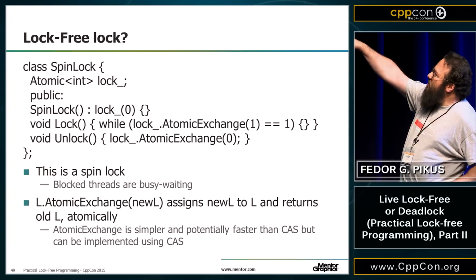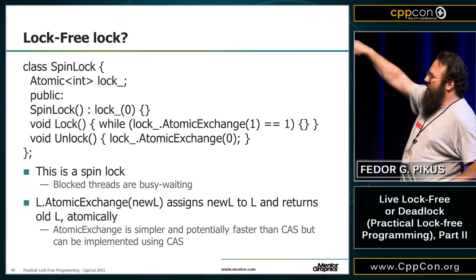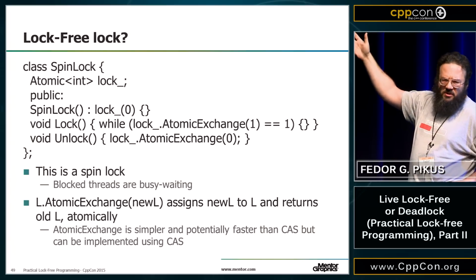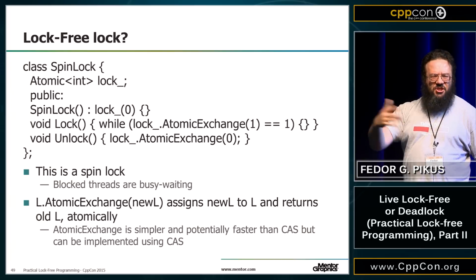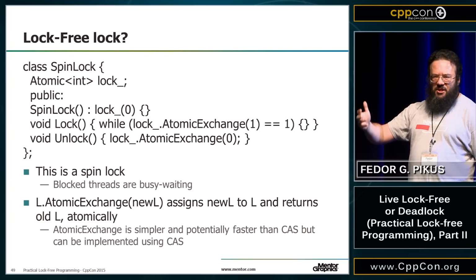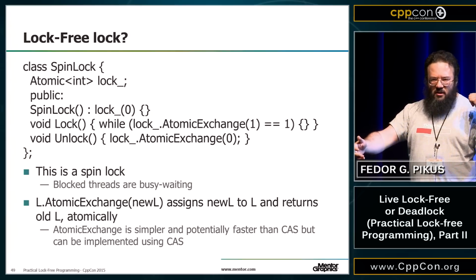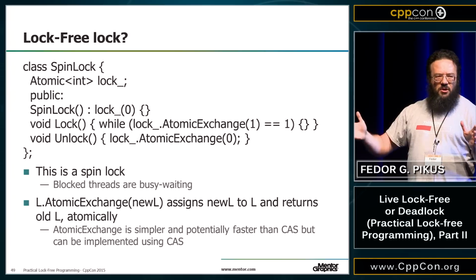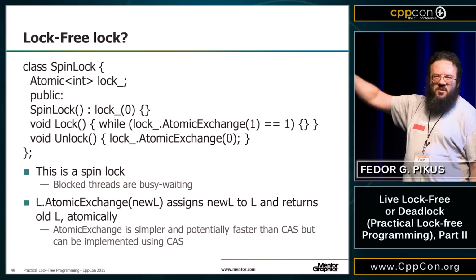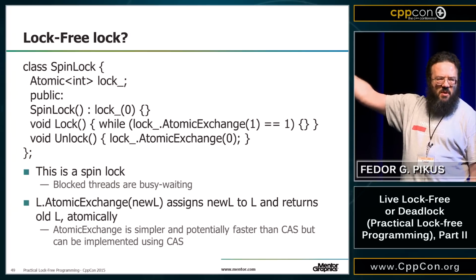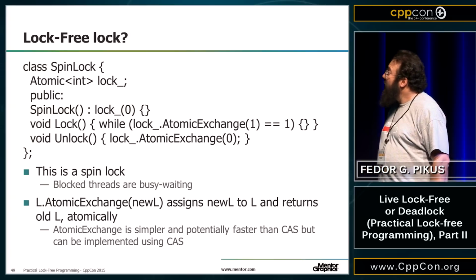Here is the simplest possible lock. Atomic exchange is a kind of primitive variant of compare and swap. You can implement it using compare and swap. What it does is it atomically stores, it doesn't do a comparison. It just atomically stores whatever you give it and gives you back what was there. So there is no old value and new value, there is just the new value. Some CPUs have that as an instruction and it may be faster than compare and swap. If not, you can implement it using compare and swap.